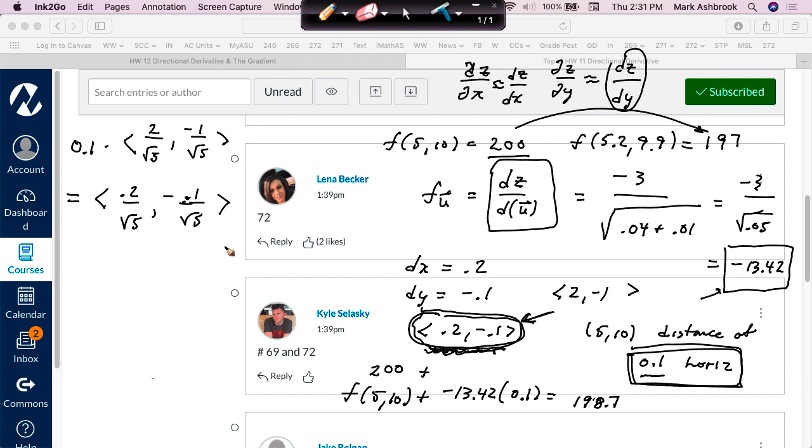Now we want the coordinates of Q, the new point. What do we do now? Do 5 plus that and 10 minus 5. Good, so here's our starting x. And this vector is really representing your change in x and change in y to get to Q. So you're going to do 5 plus 0.2 over radical 5, and that'll be the coordinates of Q.